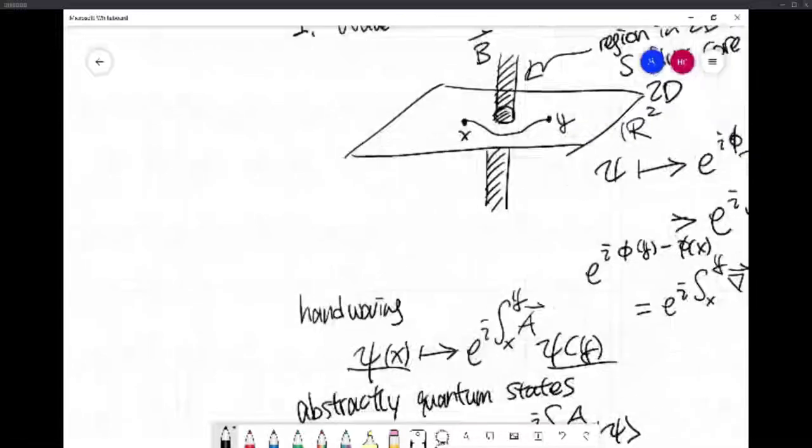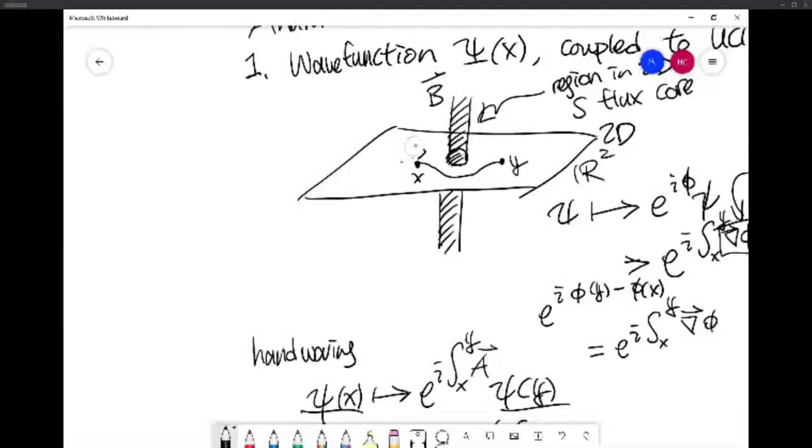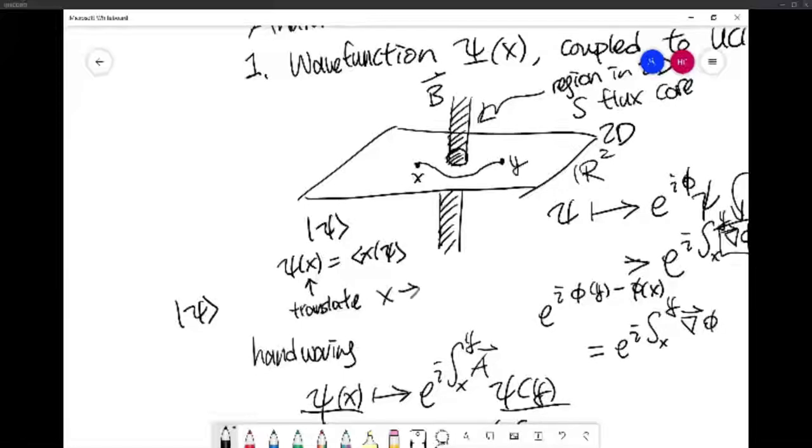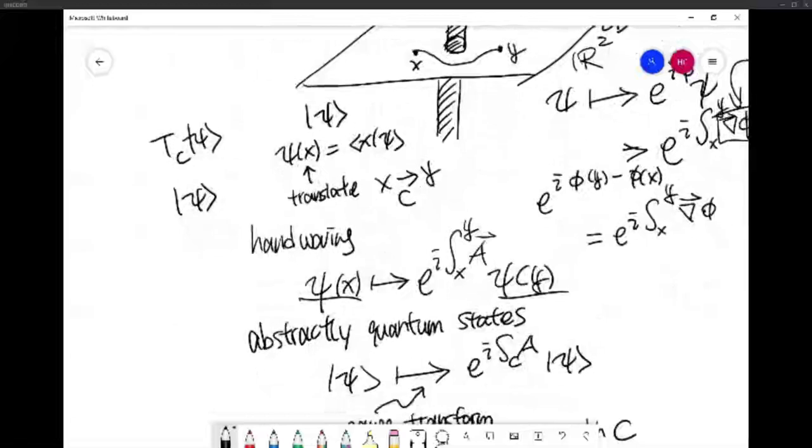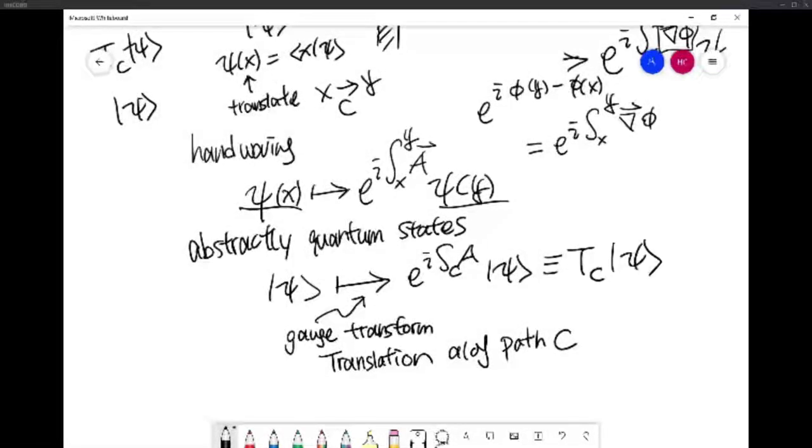Right. So for example, I have a state. The entire state. Let's say I have effectively a single particle state that describes just a single electron in this 2D plane. And I have psi of x, which you've seen very simply in an intro QM context. And of course, I can apply a gauge transformation that translates x to y along the path C, right? So that's like a unitary operator on my state. And I'm just going to say that the translation unitary operator is going to induce a phase on my state.